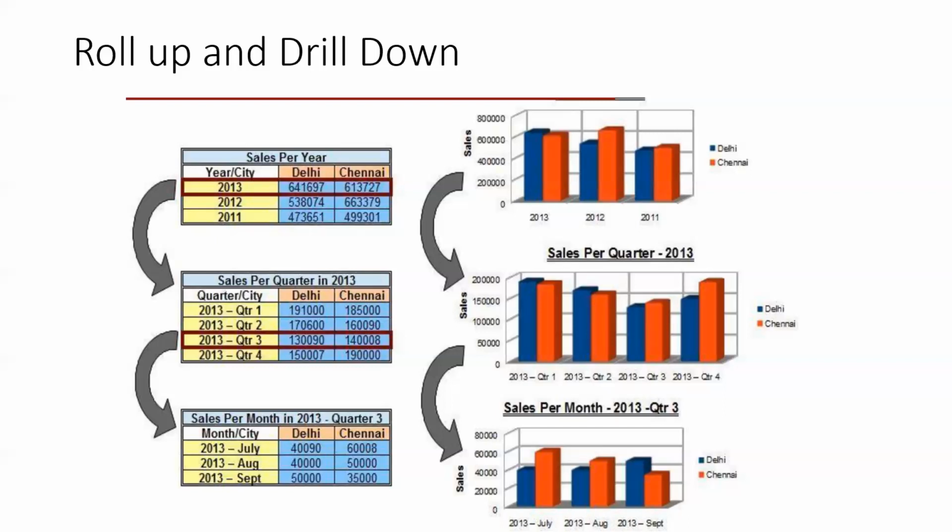The same thing can be called roll up if we go from this thing to this thing to this thing, just like the opposite, vice versa. So, roll up means from extra granular level to low granular level. This is the thing. Okay. So, this is called roll up and drill down.